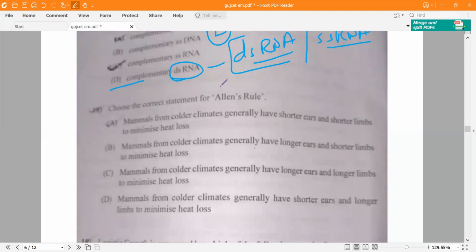Then Bergmann's and Allen's rule, like we have discussed all of these things. I told you to go through all of these points prior to the GUJCET, the day before we talked about all of these. So there is a question about Allen's rule. What does Allen's rule state? Allen's rule states that mammals in colder climates have shorter ears and limbs to minimize heat loss. This is a textbook sentence.